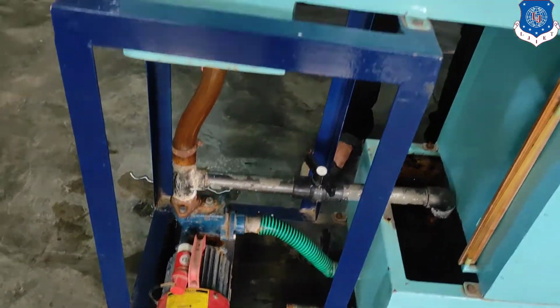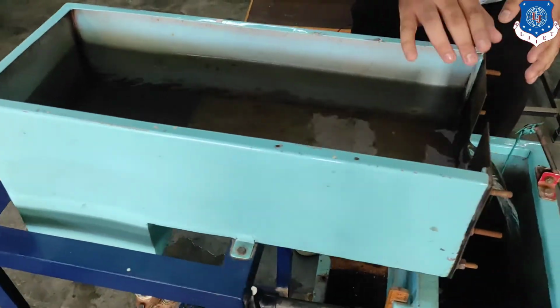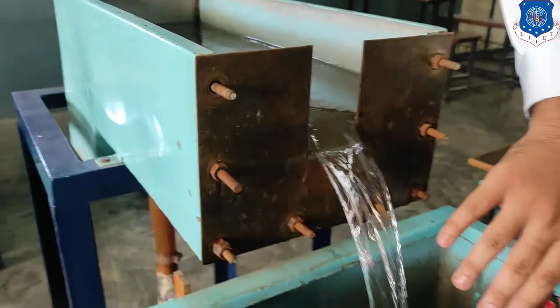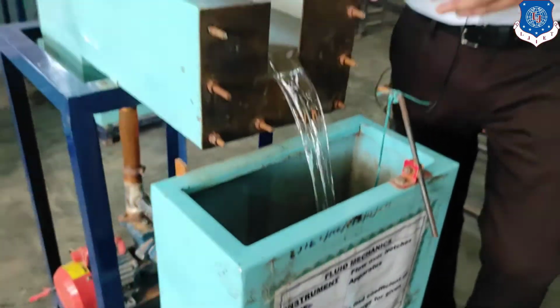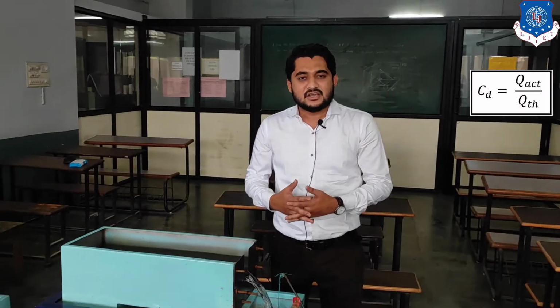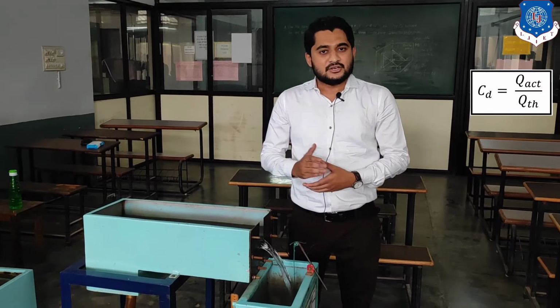With the use of the suction pipe, water will move to this rectangular channel and through the notch, it will come out in the discharge tank, right? So this is our discharge tank. So our aim is to find out the coefficient of discharge. So for the coefficient of discharge, we have to find Q actual by Q theoretical for the rectangular notch, right?